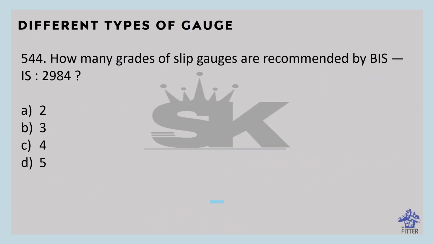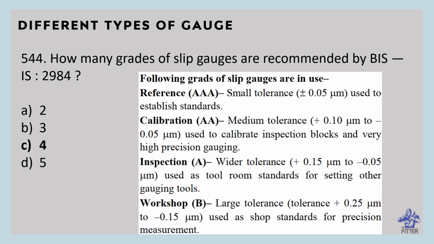How many grades of slip gauges are recommended by BIS 2984? So the answer is four grades of slip gauges. You can see here in the image there are four types of different slip gauges.